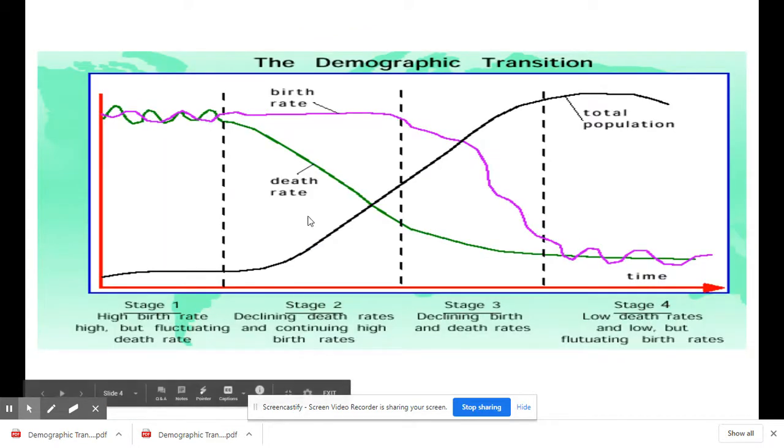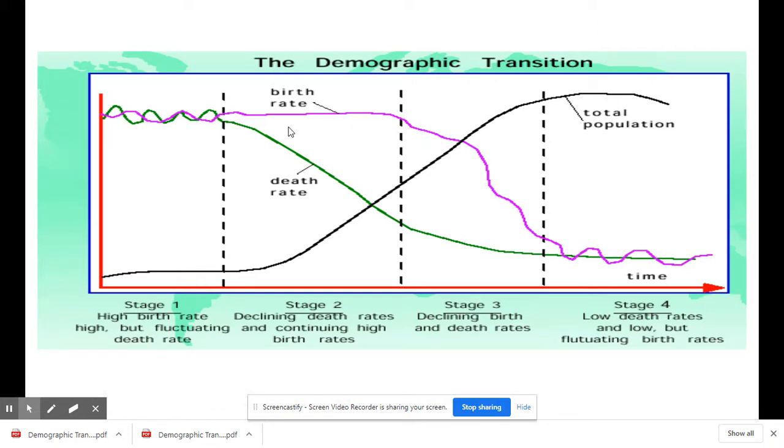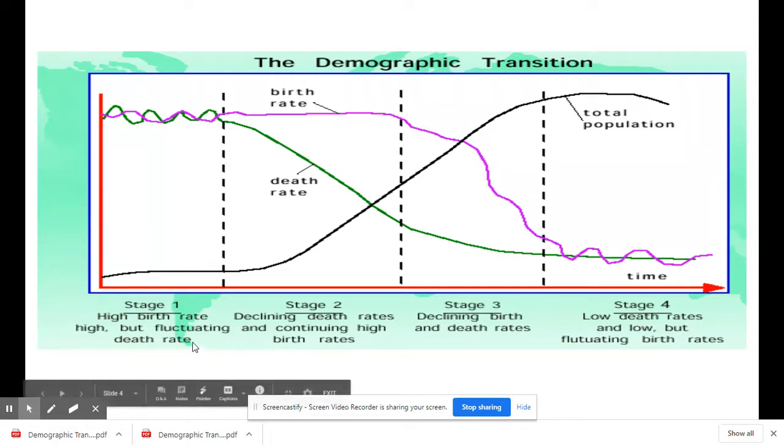So let's talk about the demographic transition model. And in your notes, you're going to be writing down some details of these different stages. Now, the idea is that all countries move through these different stages through time, and that some countries move through the different stages faster than others, as I'll explain. So you're going to write down in your first column these notes right here, that a stage 1 has a high birth rate, but a fluctuating death rate. And you could also just write high death rate, high birth rate, high death rate.